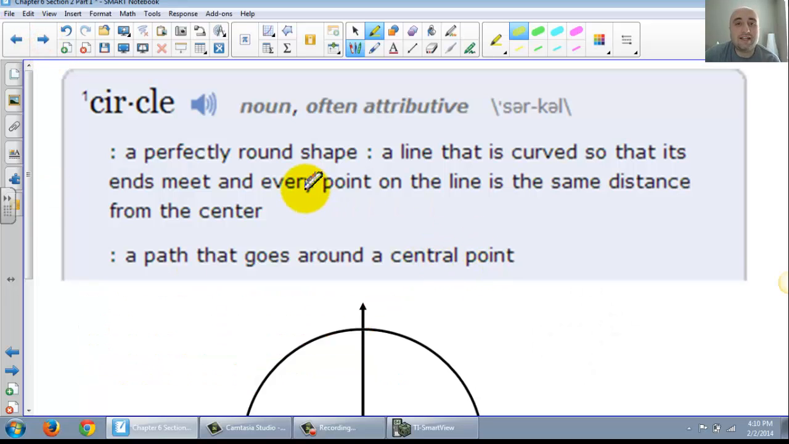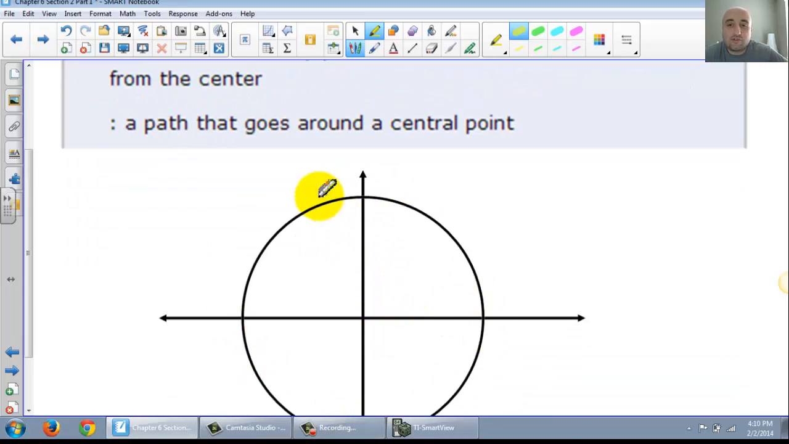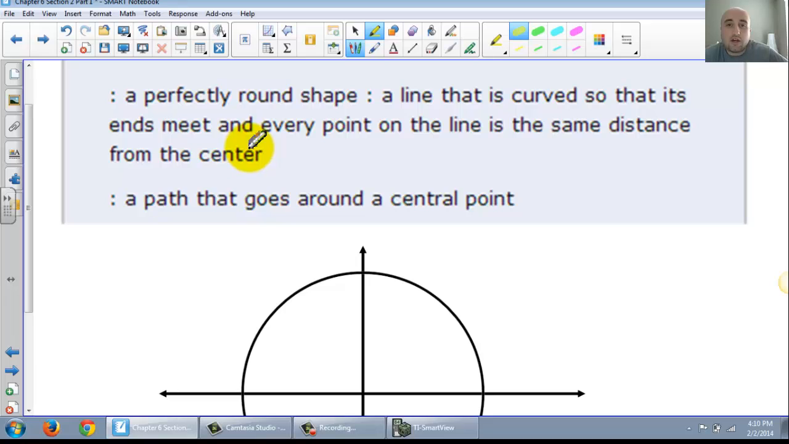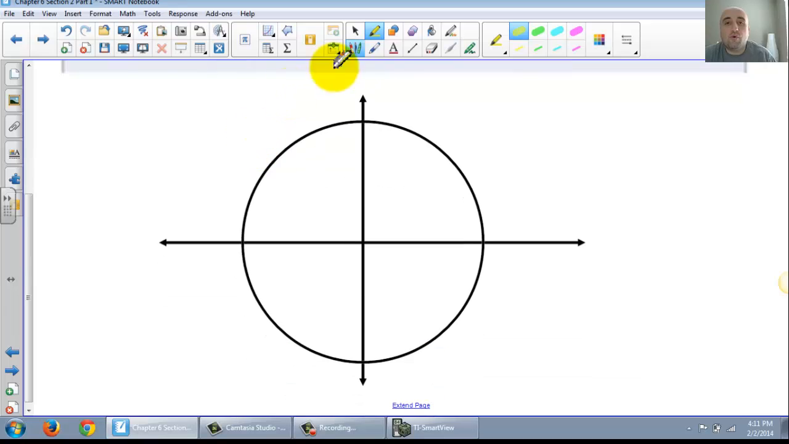All right, so the first slide is basically just telling you the definition of a circle. Hopefully this makes a little bit of sense. It's a perfectly round shape. It is a line that is curved so that its ends meet. So there are no breaks in a circle. Circles are complete shapes. And this is the important part: every point on the line of the circle is the same distance from the center. That's very important. So what does that mean?